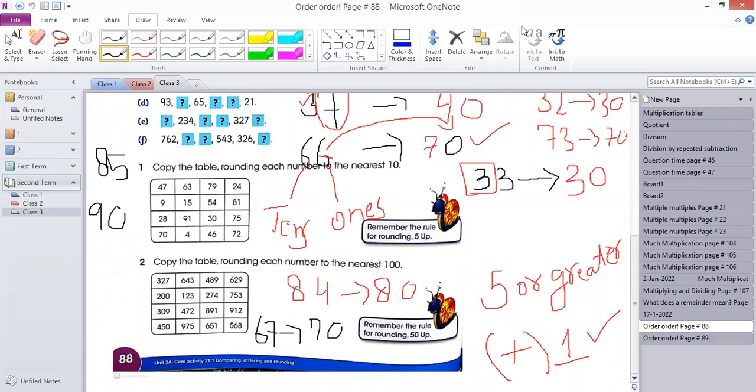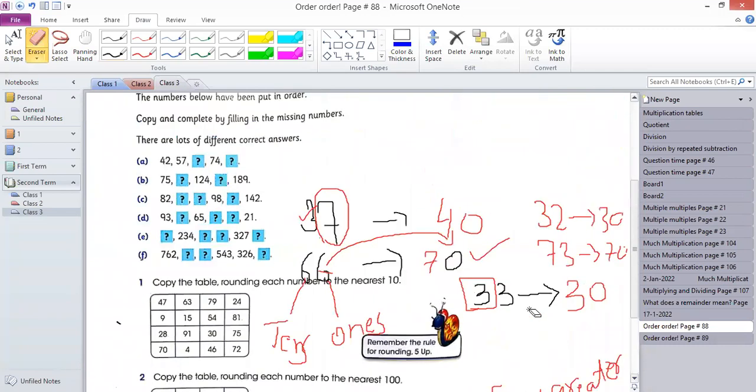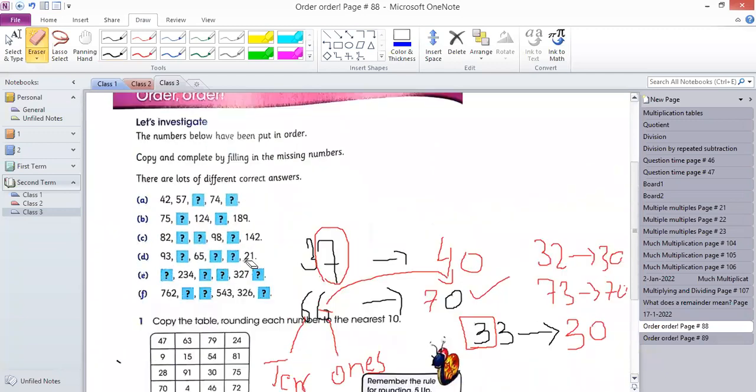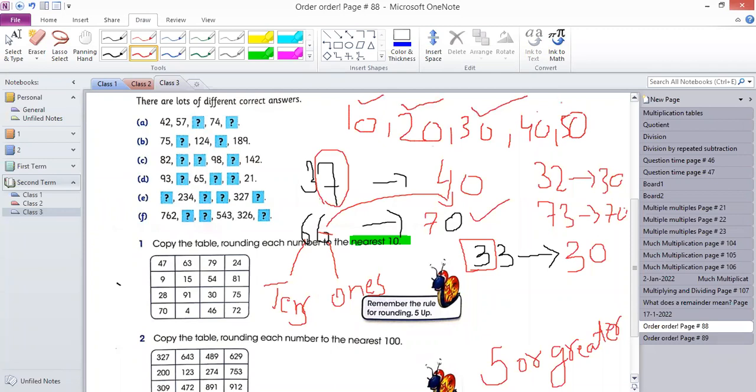So guys, this is very simple. Let me erase something for you so that you can understand. When you round off to the nearest 10, that means the number should be in tens, like 10, 20, 30, 40, 50, and so on. This is 110, this is 210, this is 310, this is 410, and this is 510.